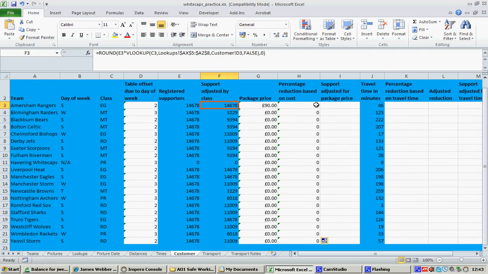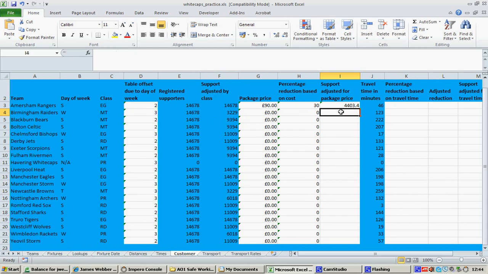minus this 30%, so here goes, so equals that number, the support adjusted by class, and we're going to keep adjusting it, so, support adjusted for package price of that, divided by 100, minus, and then I want to take 30% of it. No, I don't. Do I want to times that? I want to times that together, times, well, not just 30%. So if I times it by 30%, what happens? I've got 4,400. So it's gone down quite a bit there, hasn't it?